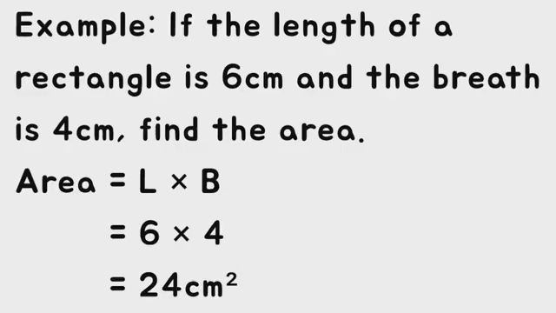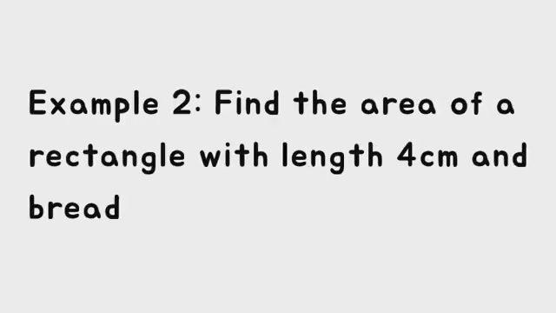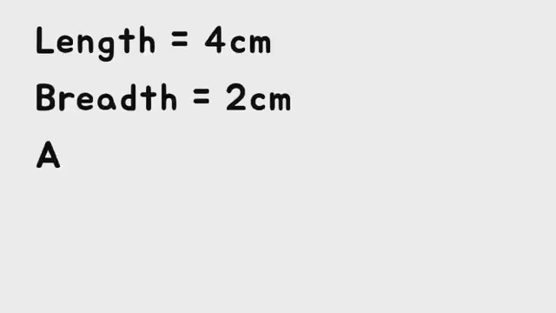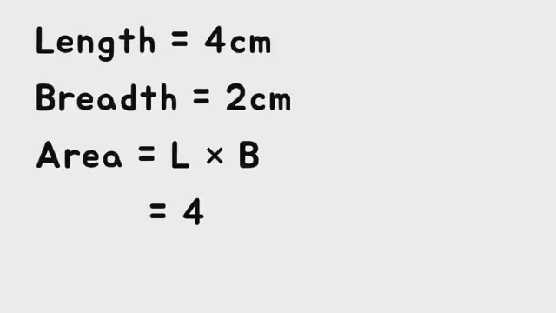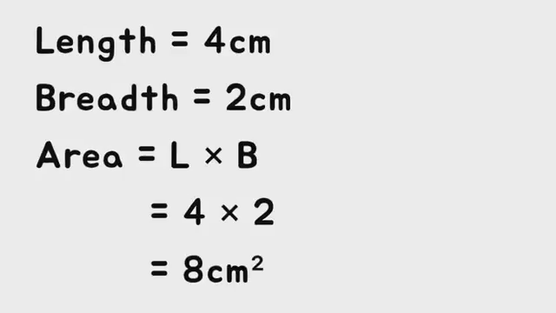6 times 4 is equal to what? 24 centimeters square. Another example is find the area of a rectangle with length 4 centimeters and breadth 2 centimeters. What do we do? How do we find the area? First of all, write them out. The length is 4 centimeters, the breadth is 2 centimeters. So the area will be what?